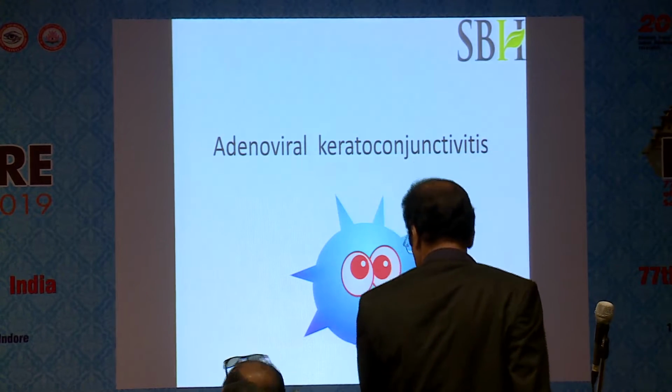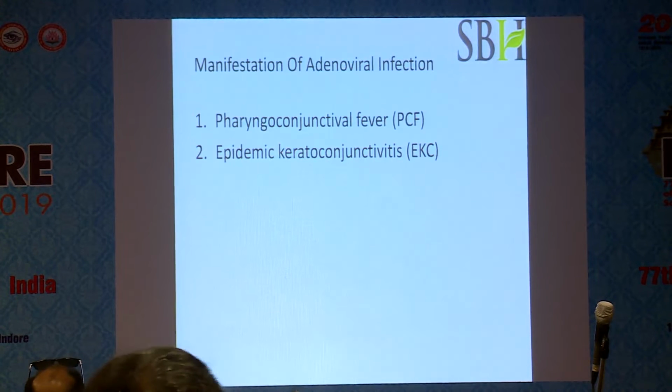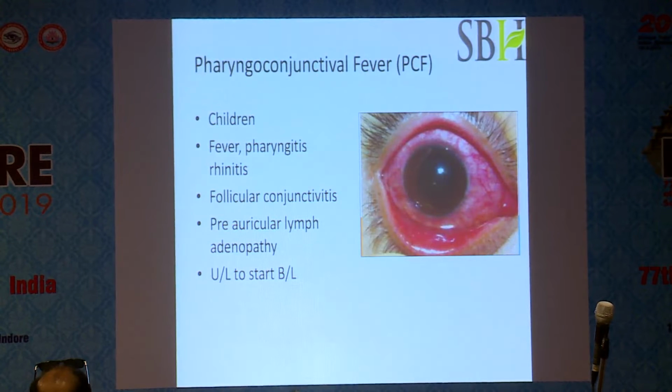So let's start with adenoviral conjunctivitis, which is responsible for 75% of all cases of conjunctivitis. Basically, it manifests in two forms, pharyngoconjunctival fever and epidemic keratoconjunctivitis. As the name suggests, pharyngoconjunctival fever is characterized by fever, pharyngitis, rhinitis, follicular conjunctivitis, preauricular lymphadenopathy, and usually starts from one eye, then involves the other eye.